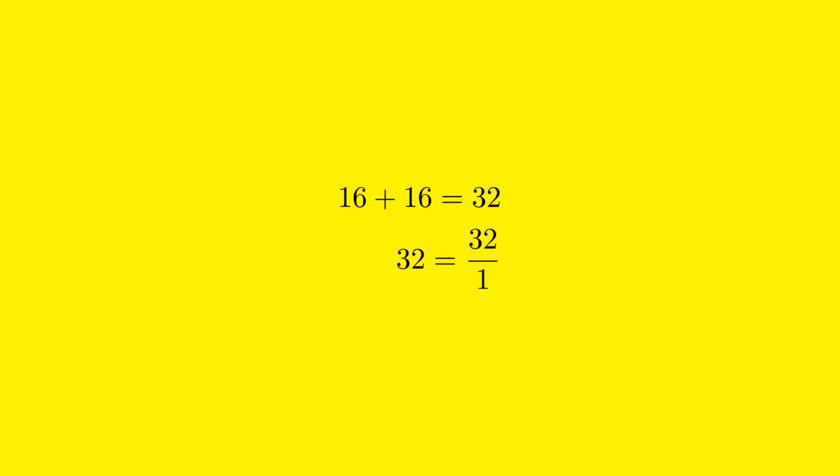In step 2, taking the altered expression 16 plus 16, add these values together. 16 plus 16 equals 32, transforming the expression from 16 plus 16 to simply 32. Now, simplify 32 to its most simple fraction form. 32 can be written as 32 over 1. Since 32 over 1 is already in its simplest form, it remains unchanged. Therefore, the final simplified expression is 32 over 1.